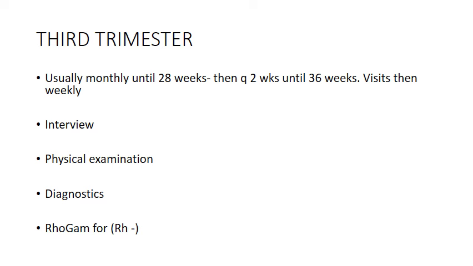One thing we give is RhoGAM if they're Rh negative, and we'll get more into that when we talk about blood. But generally, if a mother is Rh negative, they'll get RhoGAM given to them at 28 weeks gestation, and then again possibly after birth, depending on the baby's blood type.